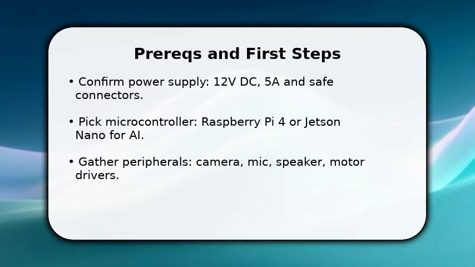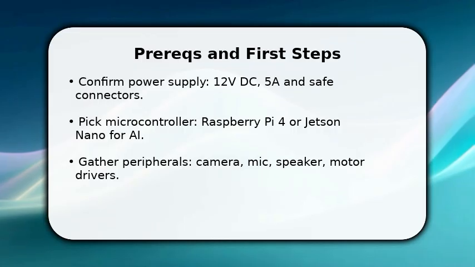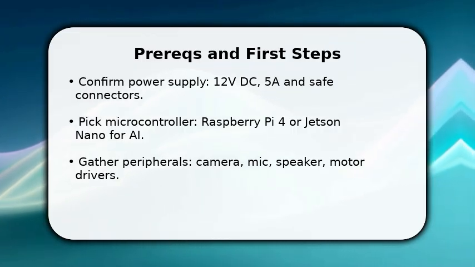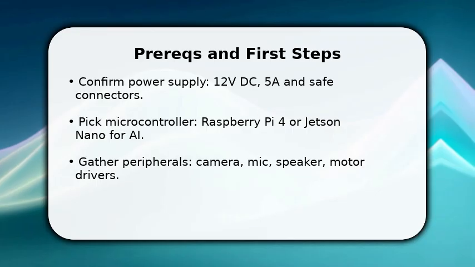You start by securing the essentials: power, compute, and I/O. Choose a board with GPU acceleration for models. A Pi 4 works for prototypes, while Jetson scales better.